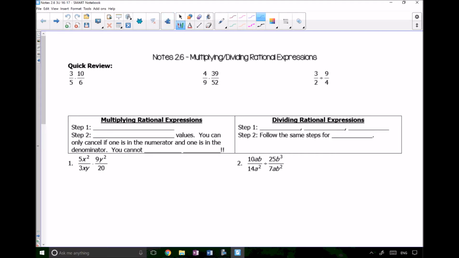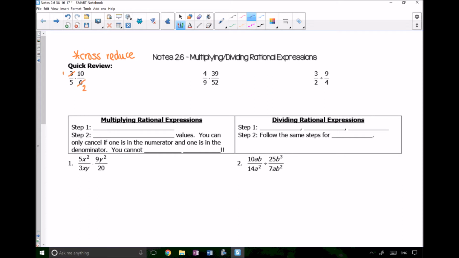So if you take a look right here, we have 3 over 5 times 10 over 6. And remember, if we have numbers in common in our numerators and our denominators, then we can cross-reduce. So what we're going to do here is cross-simplify. If you notice, we have a 3 here and a 6 here. Both are divisible by 3. So when I divide 3 by 3, I get a 1. When I divide 6 by 3, I get a 2.